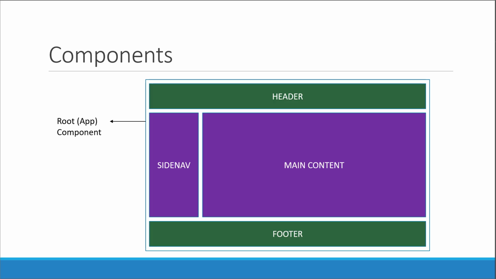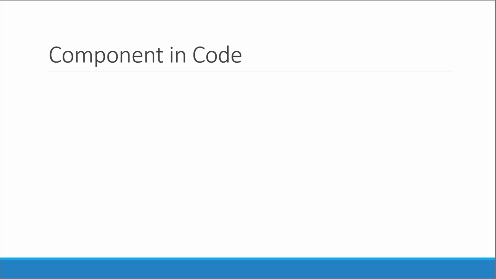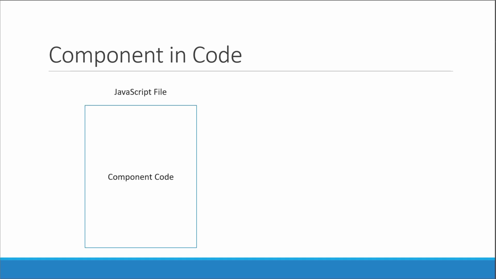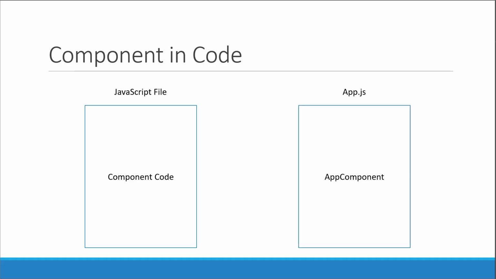Components are also reusable. The same component can be used with different properties to display different information. For example, the side nav component can be the left side nav as well as the right side nav. The UI can remain the same, but the content can change. Now, how does a component translate to code in our application? A component code is usually placed in a JavaScript file. For example, the app component is placed in app.js. Alright, so a component is basically the code inside a .js file.